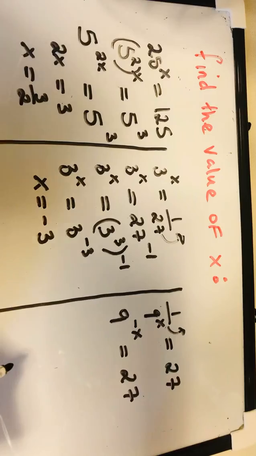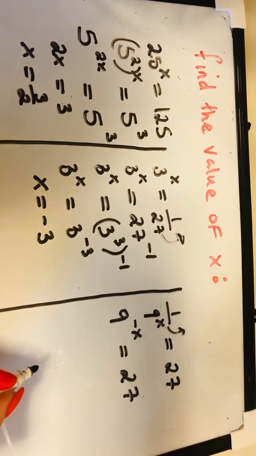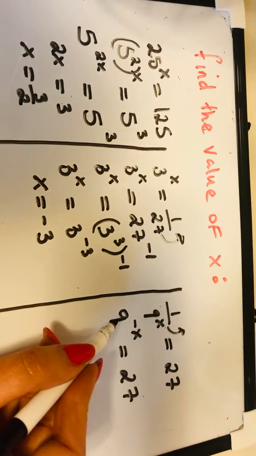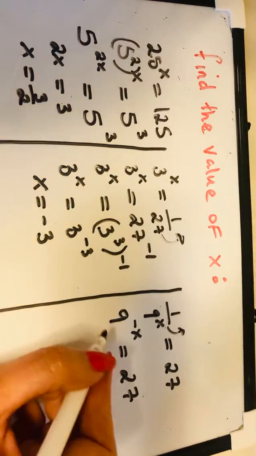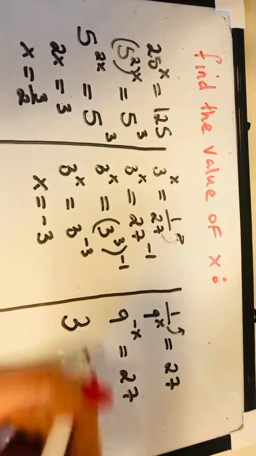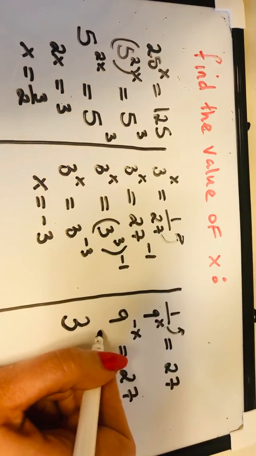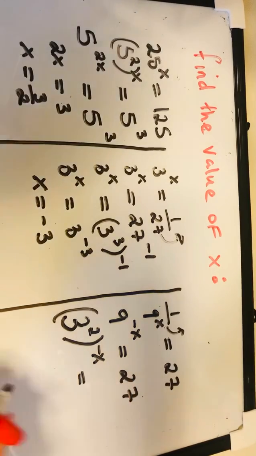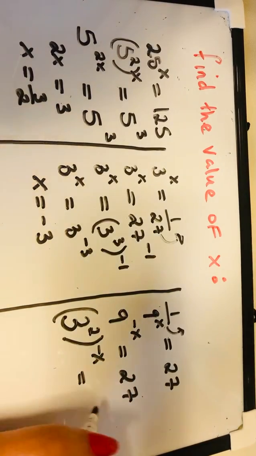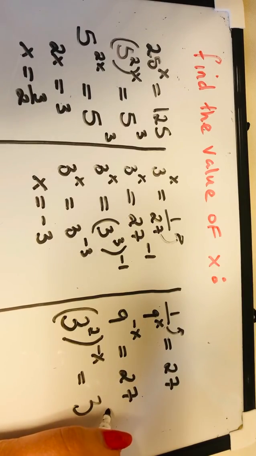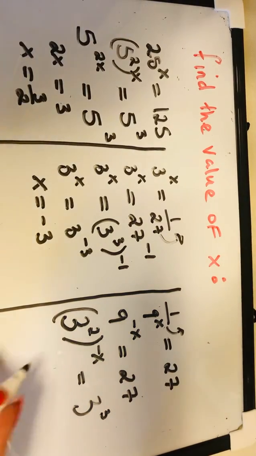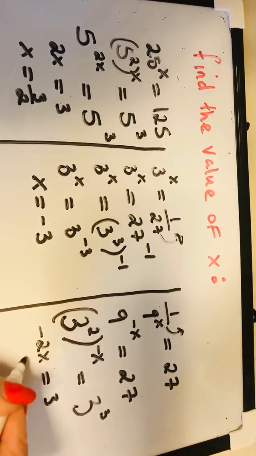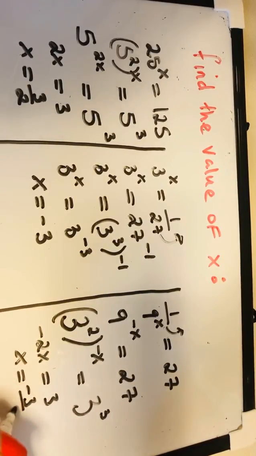We have to think now of a base number which is a prime, and when we square or cube this number we get a 9 and we get a 27. So we've got a 3 and we know that 3 squared is 9 and we have our power of negative x there, and we're going to do the same on this side. We're going to do a 3 cubed. Now we can see that we have minus 2x is equal to 3, so x is equal to minus 3 over 2.